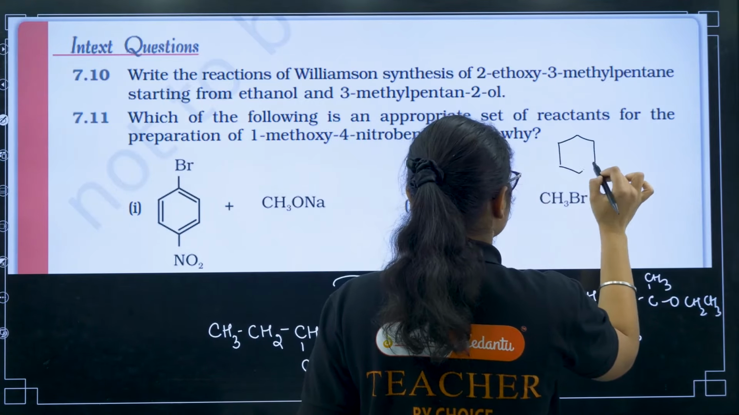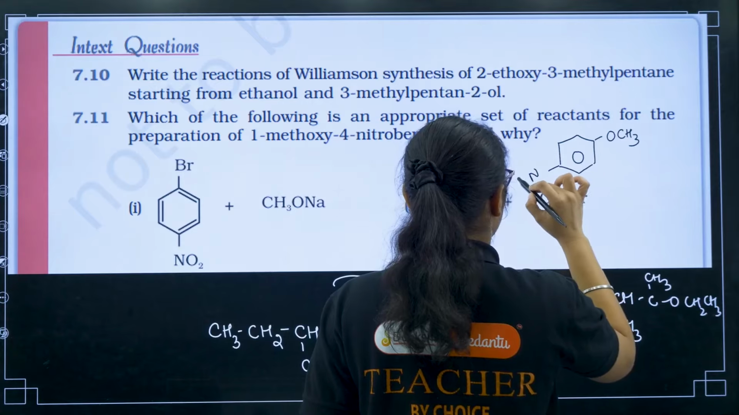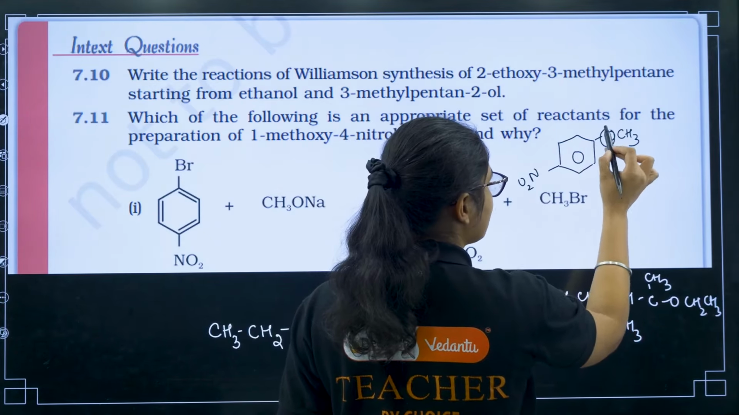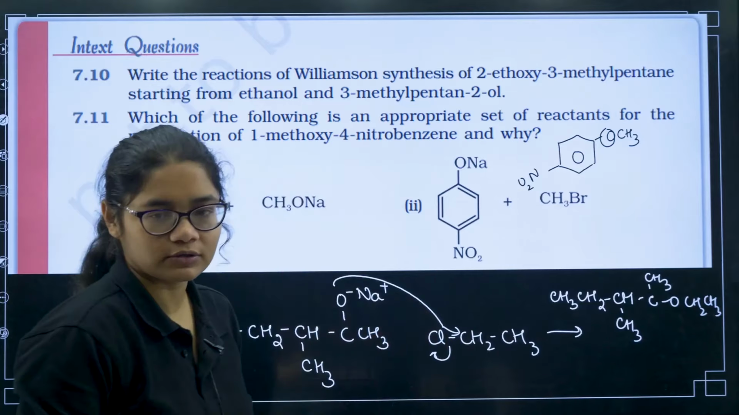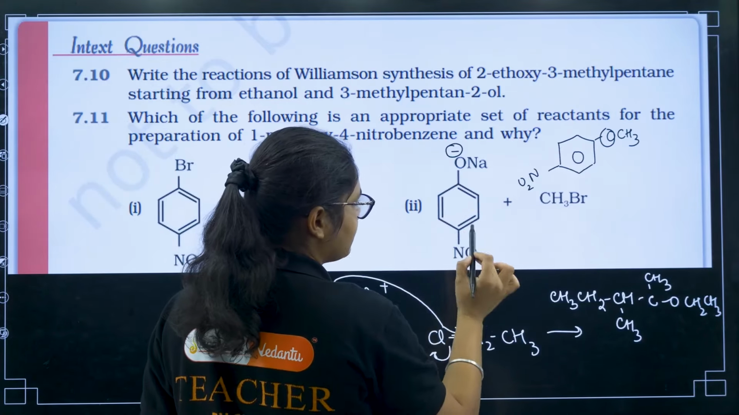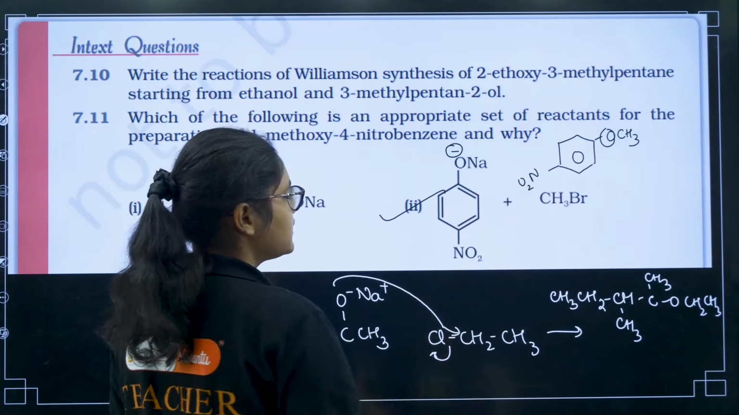It is like this, 1-methoxy and I have 4-nitrobenzene. So whenever a phenol group is involved, definitely this has to be your sodium alkoxide part. Okay, so this one is the alkoxide one, O minus Na plus, this one will attack on this one and you will get this one. So this is the correct choice.